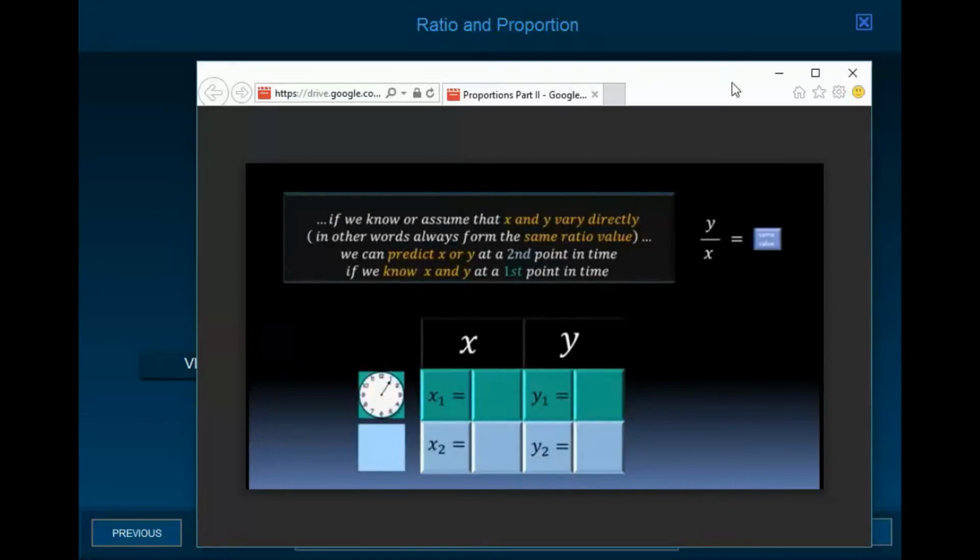If at a first point in time, x should have the value star, and y should have the value diamond, then at a second point in time, if x has the value triangle, we can predict, using a proportion, what the value of y is at that point in time.